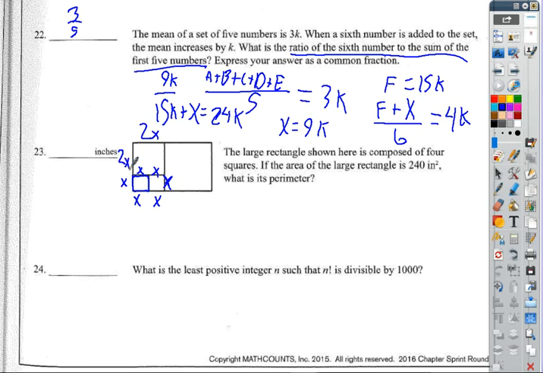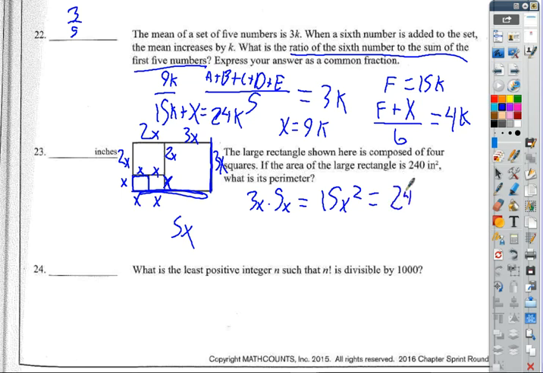Next I found that this length here is 2x. This one below it is x. So that means this square has a side length of 3x. So now we know that this whole length, the height, is 3x, and then the width is 5x. So to find the area, you would just multiply 3x by 5x, which equals 15x squared. So you have 15x squared is equal to 240.